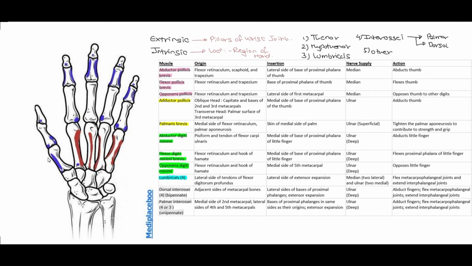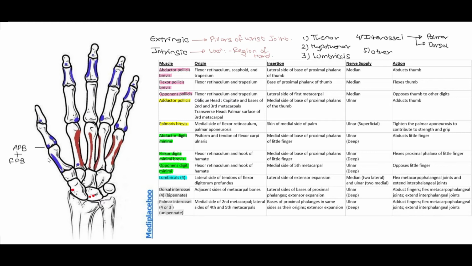So here we have the first muscle of the thenar group, which is the Abductor Pollicis brevis. The Abductor Pollicis brevis originates from the flexor retinaculum, the lateral part of the scaphoid bone, and the trapezium, and inserts on the lateral aspect of the base of the proximal phalanx of the thumb, which can be seen here.